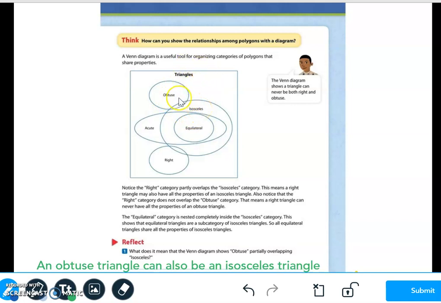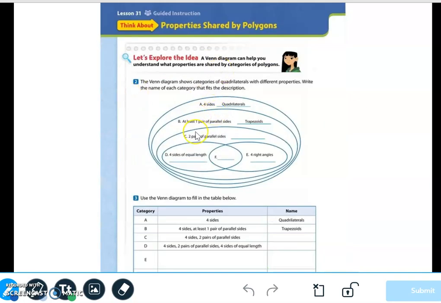That means I can have a triangle that has an angle that is larger than 90 degrees, and it can also have two lengths that are equal in length or in size. All right, so again, our Venn diagram is helping us understand the categories of our polygons.